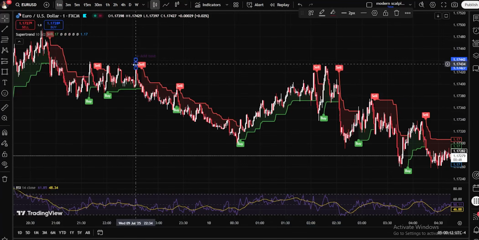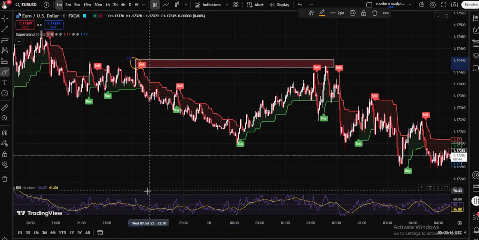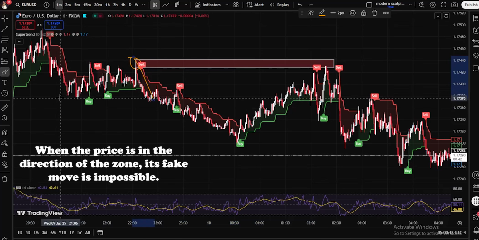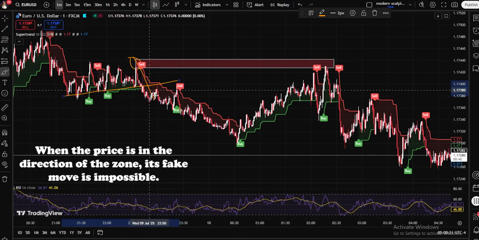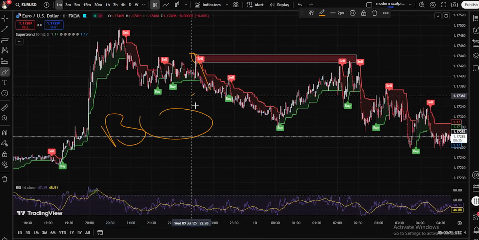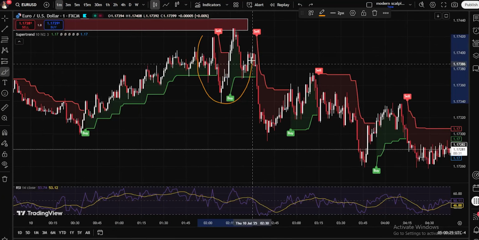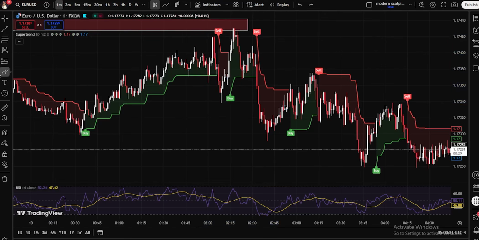This combination makes us less likely to fall into the trap of fake moves, and in scalping, speed of decision-making is everything. Another point is that Super Trend helps our stop losses to be more logical, and RSI prevents us from buying or selling at dangerous points. Now let's see exactly how to set these two indicators.